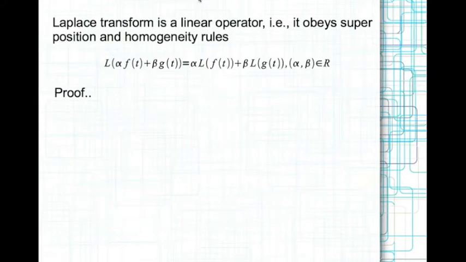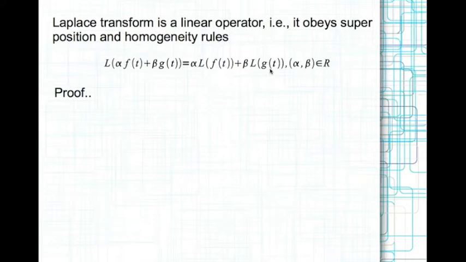The Laplace transform is a linear operator, which means it obeys superposition and homogeneity rules. Earlier, we looked at what a linear function is. This is the same thing for operators. What this basically says is if you have two functions f of t and g of t and two scalars alpha and beta, the Laplace transform of alpha f of t plus beta g of t is equal to alpha times Laplace of f of t plus beta times Laplace of g of t.